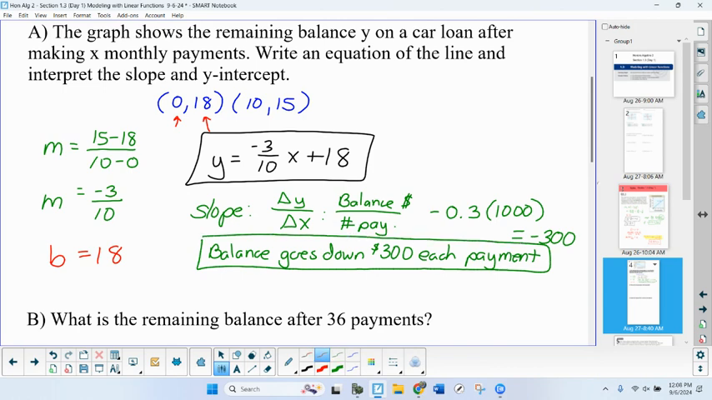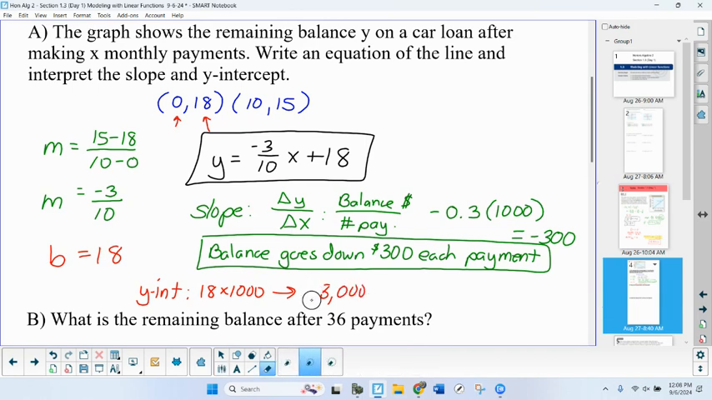Interpret the y-intercept. Again, my y-intercept is 18, but that's in thousands. So what is my y-intercept actually? 18,000. Now remember, this is the point (0, 18,000). X is the number of payments, Y is the balance. So when you make 0 payments, you owe what?